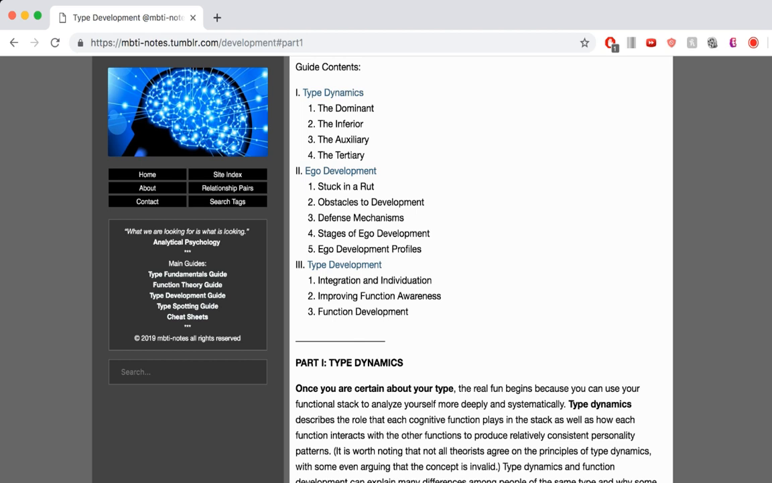At a high level, you have 4 functions in your function stack: your dominant, inferior, auxiliary, and tertiary. And the order here is actually a little strange. This is your first one, your second one, your third one, and your fourth one. Okay, so let's get started.